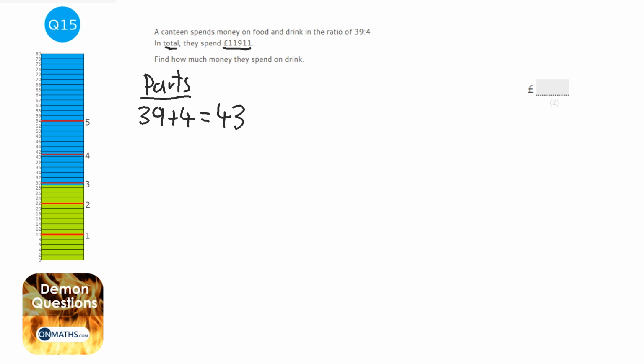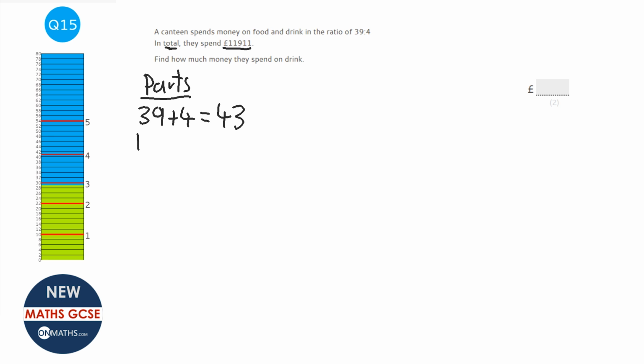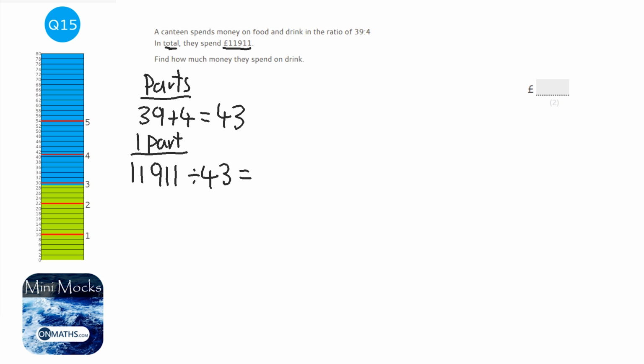The next stage of this is to work out what 1 part is worth. So 1 part is worth how much? Well, you get the amount and you divide it by the number of parts. You're splitting the amount of money between 43 parts. So 11911 divided by 43. And I get £277. So each 1 part is worth £277.